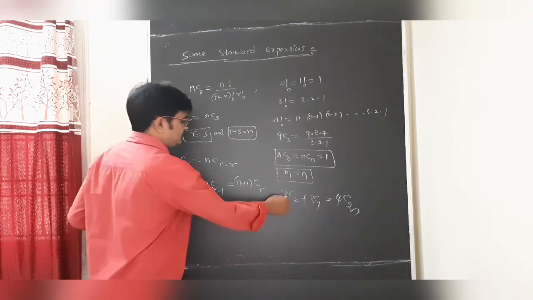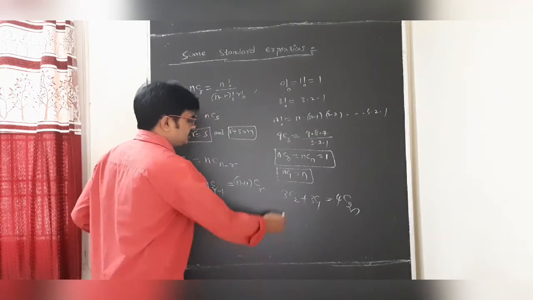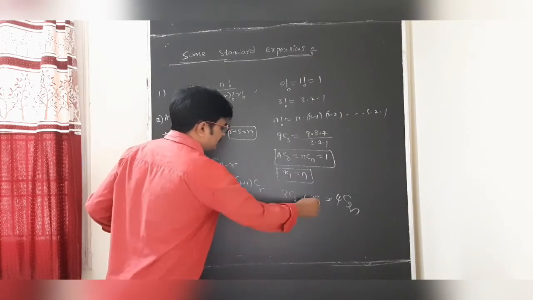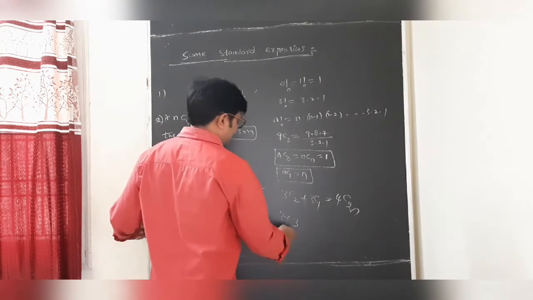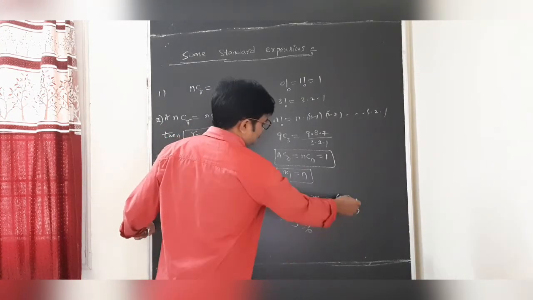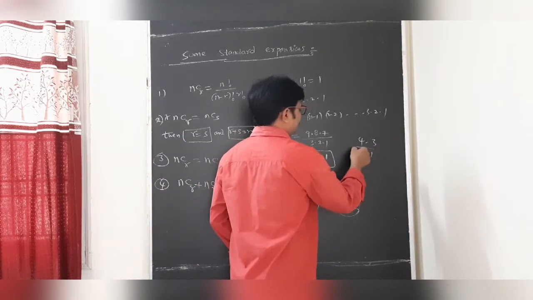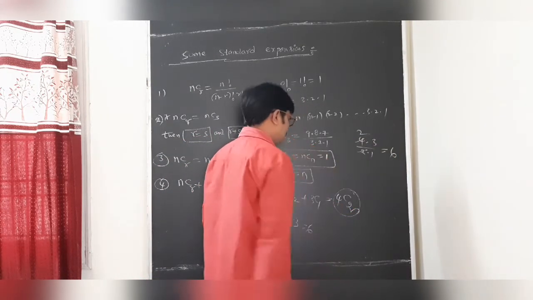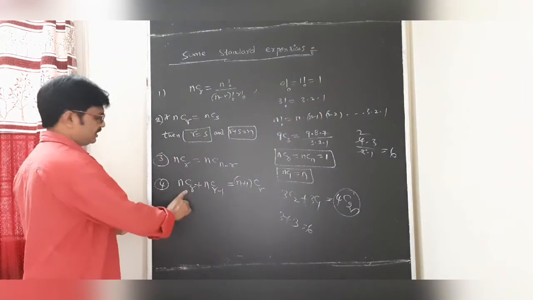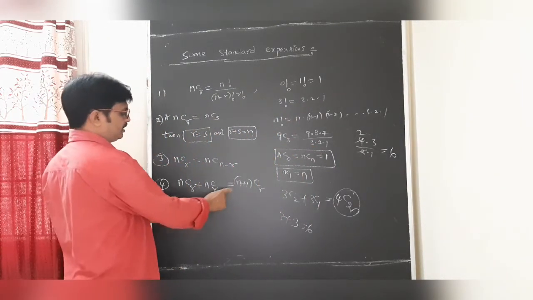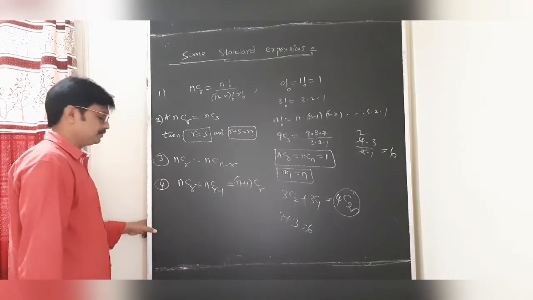My dear students, the 3C2 value we know. What is the 3C2 value? 3. 3C1 is also 3. 3 plus 3 is 6. Now you have to find 4C2. That is 4 into 3 by 2 into 1. This is also equal to 6. Is it clear, students? NCR plus NCR minus 1 equals N plus 1 CR.